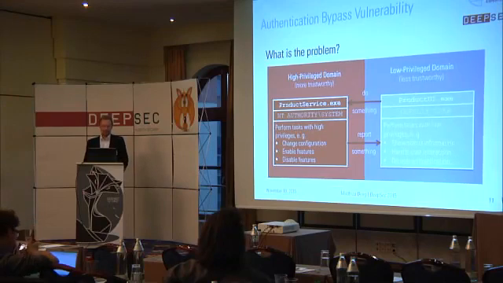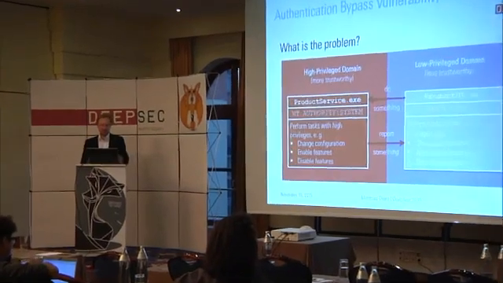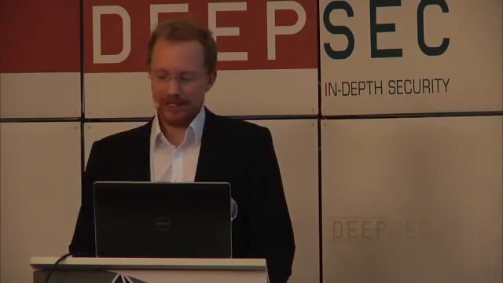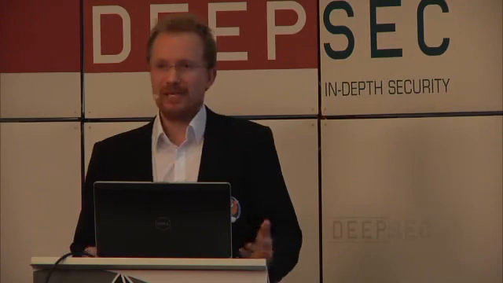What the service process does is it performs tasks with high privileges, for example, change the configuration of the product, enable features of the product, or disable features of the product. And what the low privileged process does is it shows status information to the end user, it handles user interaction, for example, the UI stuff, and in some cases, it also does user authentication. And that's an obvious one. That's a security problem you can exploit in many scenarios.